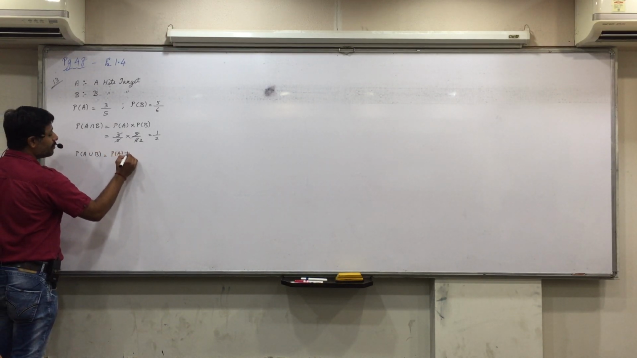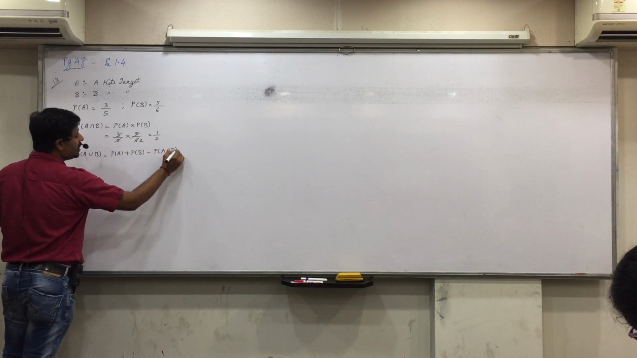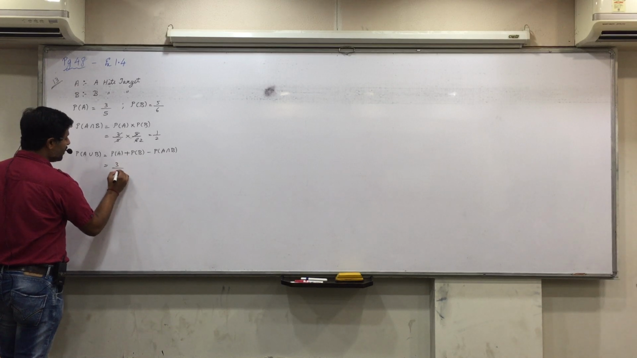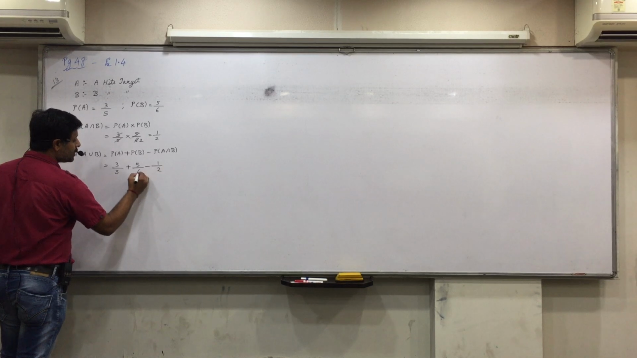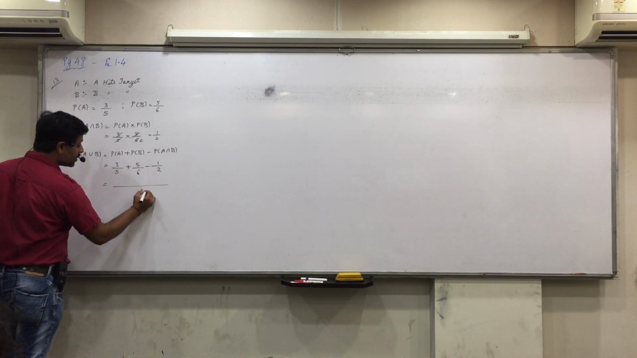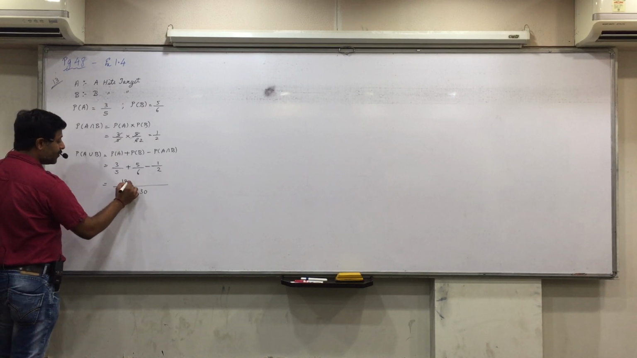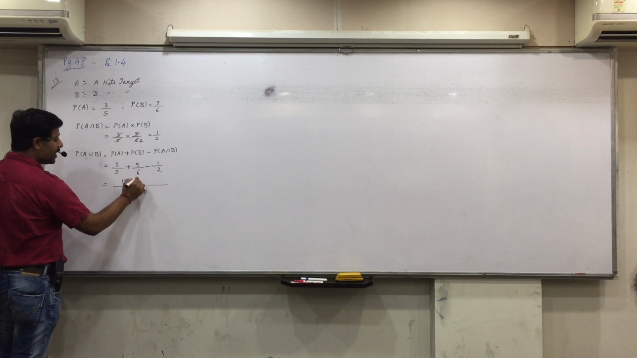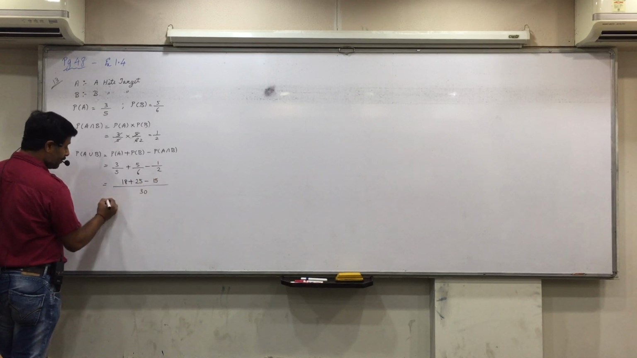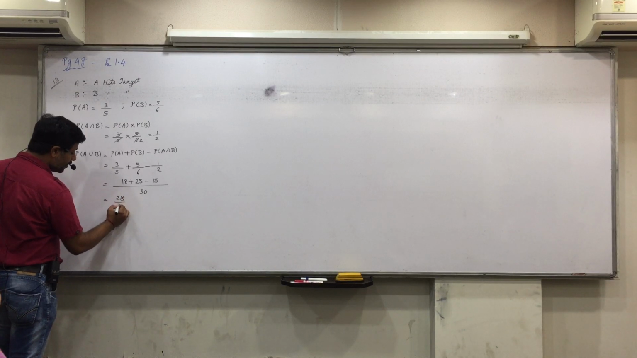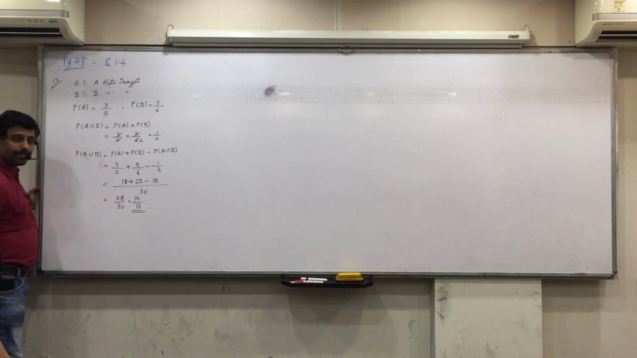And then we can say, thus the probability that the target is hit equals P(A union B), P(A) plus P(B) minus P(A intersection B). P(A) 3 by 5 plus P(B) 5 by 6 minus A intersection B 1 by 2. 5 into 6, 30 is the LCM. 30 divided by 5, 6 into 3, 18. 30 divided by 6, 5 into 5, 25. 30 divided by 2, 15 into 1, 15. So 28 by 30, which is 14 by 15.